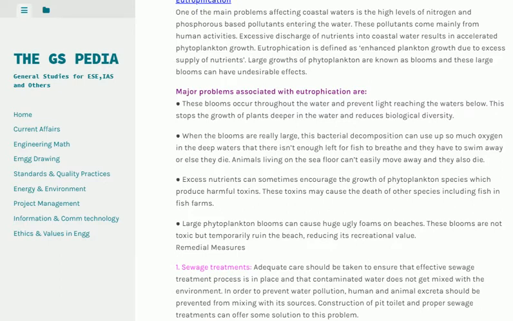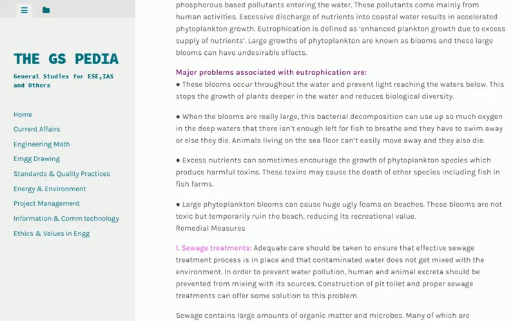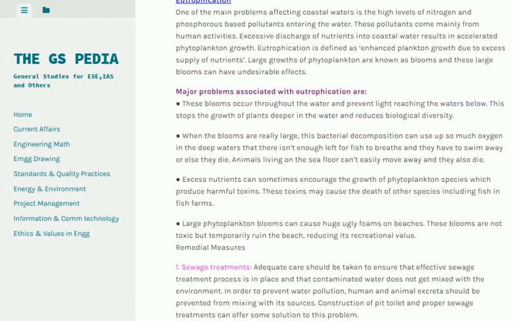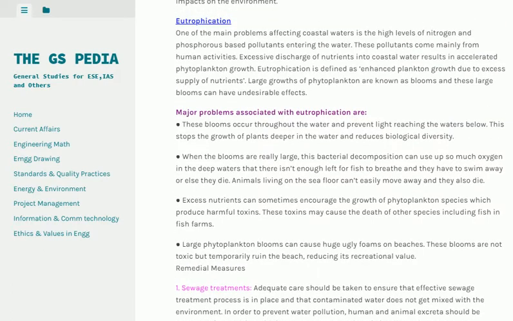Excess nutrients can sometimes encourage the growth of phytoplankton species which produce harmful toxins. These toxins may cause the death of other species including fish in fish farms. Large phytoplankton blooms can cause huge ugly foams on beaches. These blooms are not toxic, but temporarily ruin the beach, reducing its recreational value.